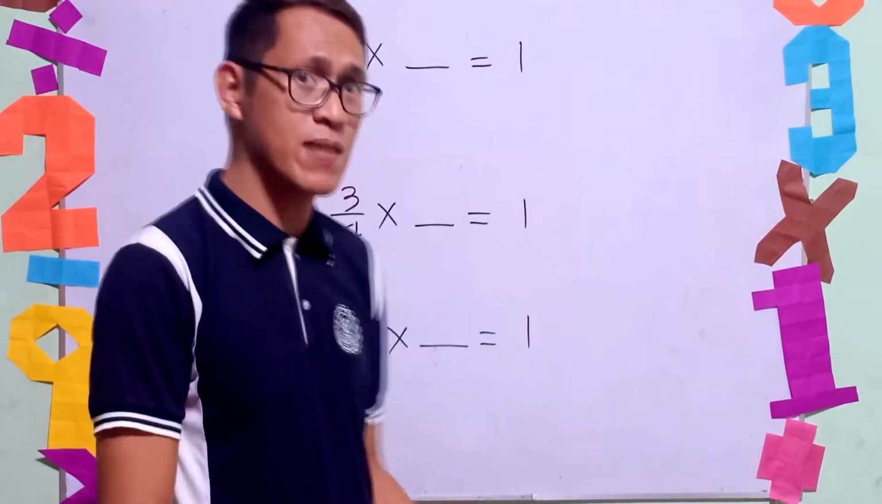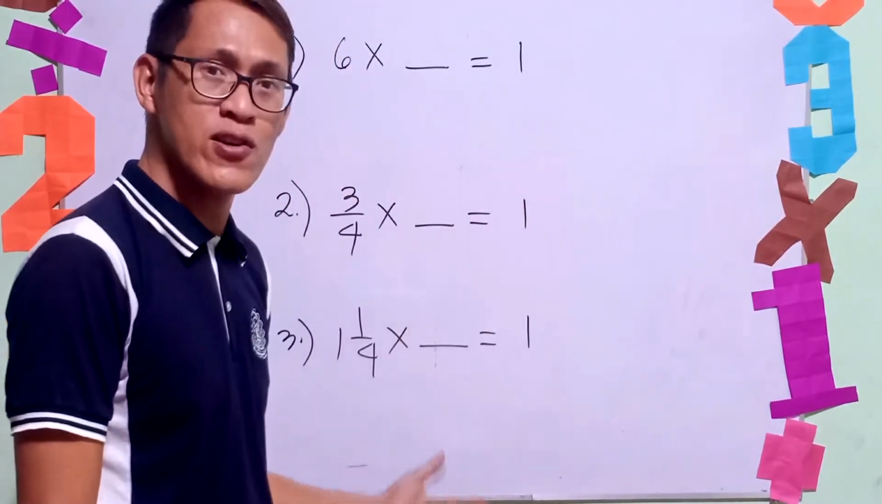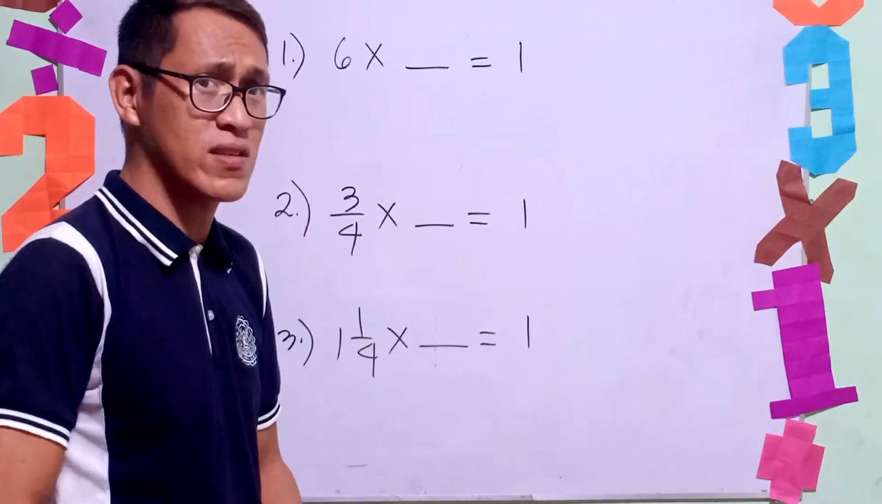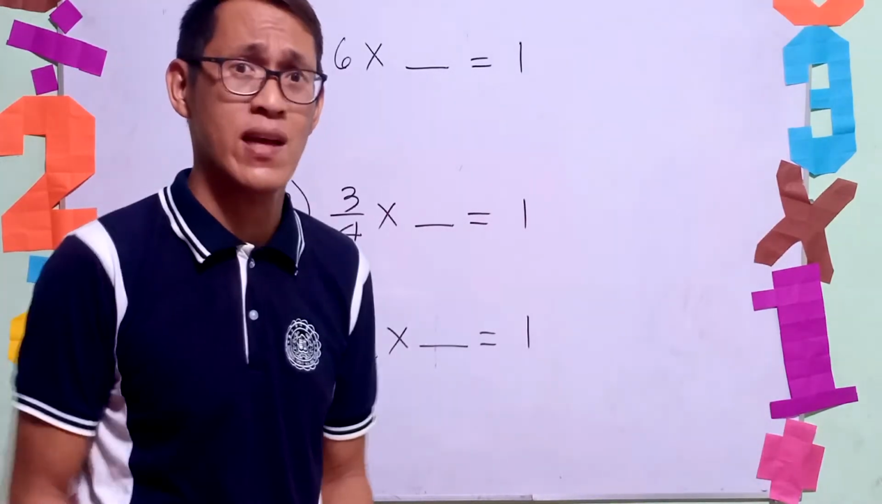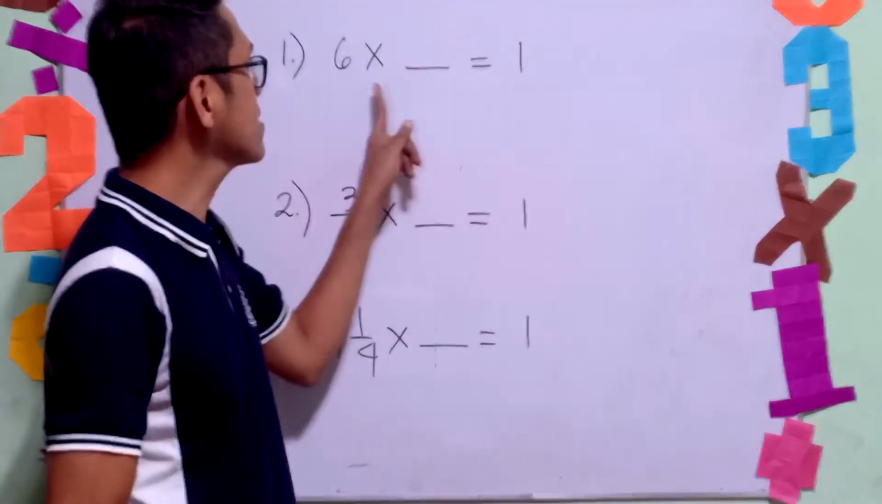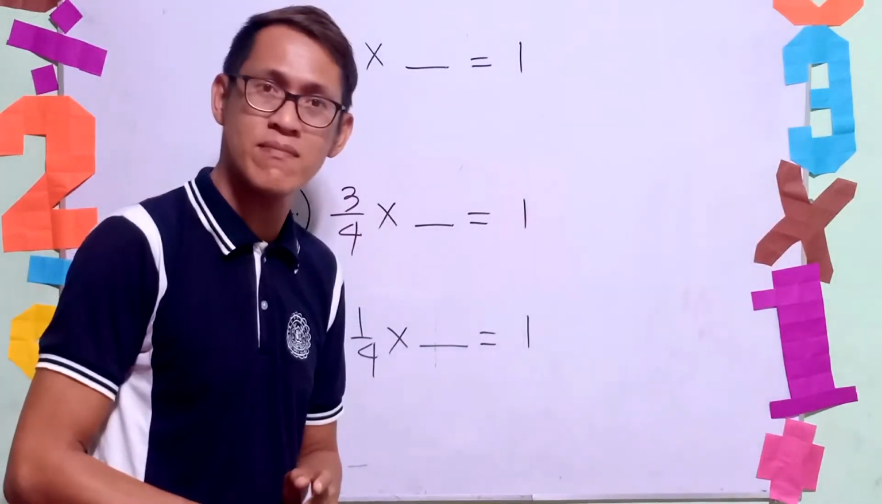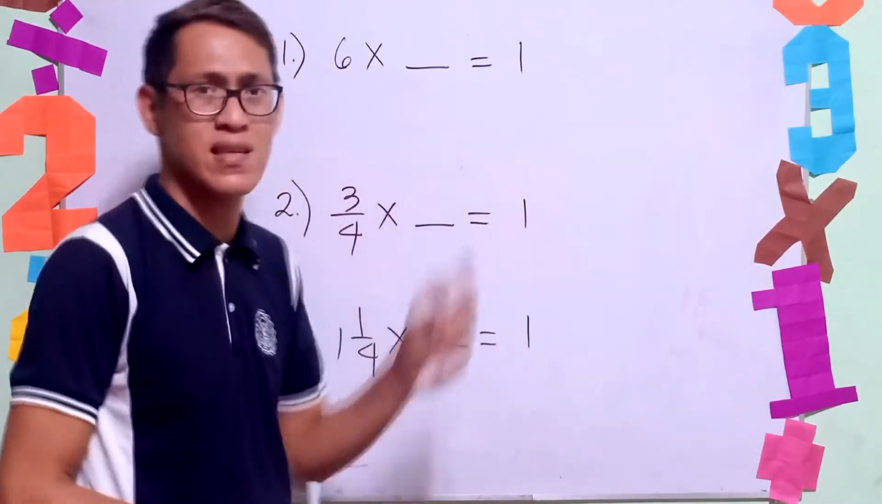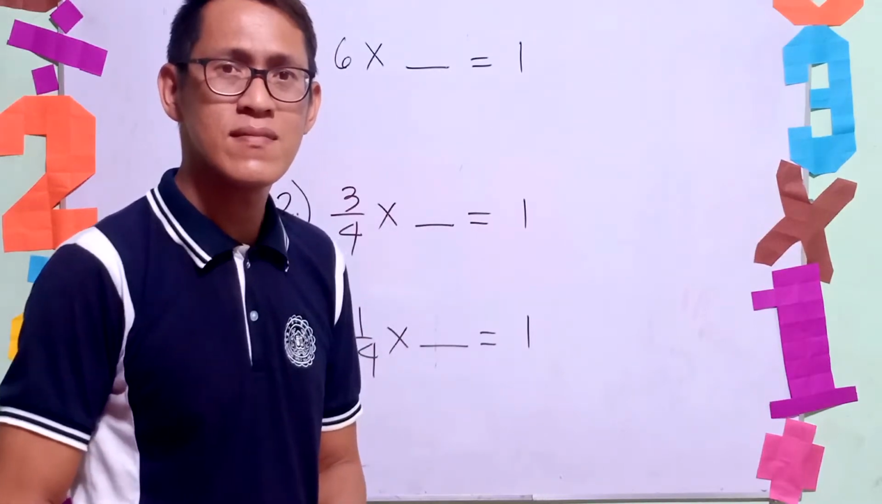Now let's do these simple exercises here for you to better understand what reciprocals are and how to get the reciprocal. Okay, let's start with the first one. 6 times blank is equal to 1. Can you tell me what's the missing number?